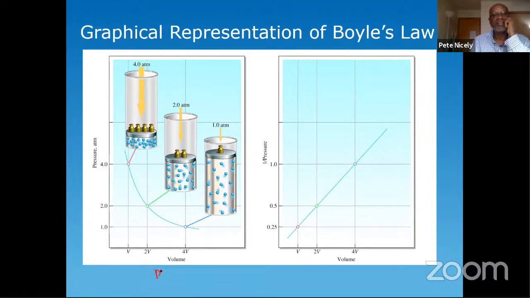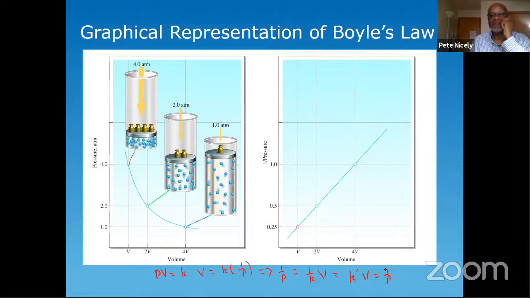If PV is equal to a constant, that means that V would be equal to a constant times 1 over P, all right? Or another way of stating it, 1 over P is equal to 1 over a constant times V, which is the same thing as a new constant K prime V, right? So basically, let me write here 1 over P here.